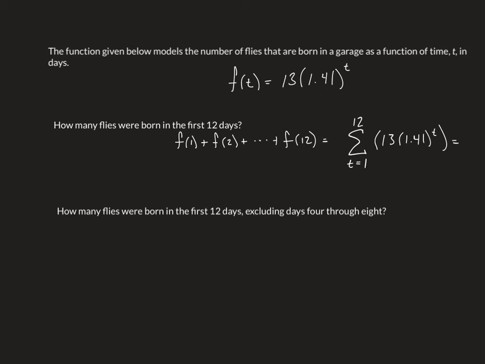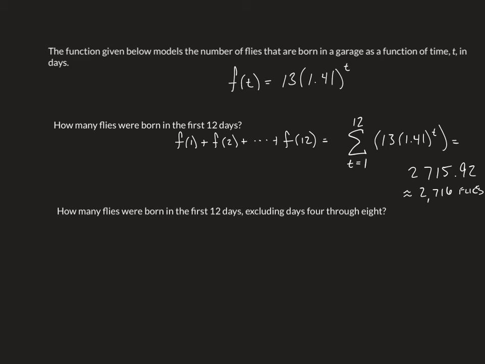So once you've evaluated that in your Desmos graphing calculator, you should end up with 2,715.92. You could look at this a couple of different ways. I'm going to say that this is approximately 2,716 flies.